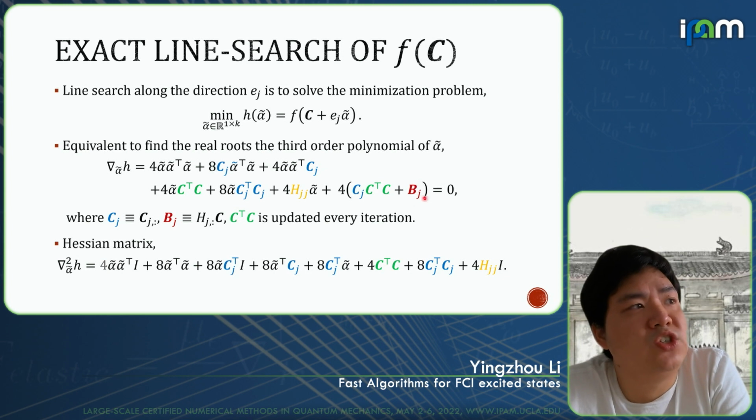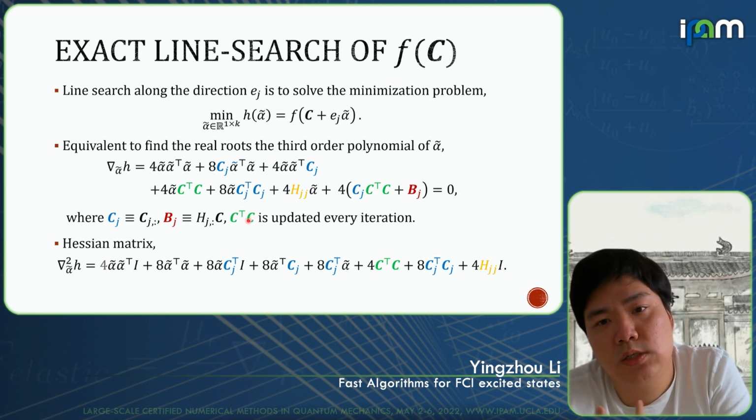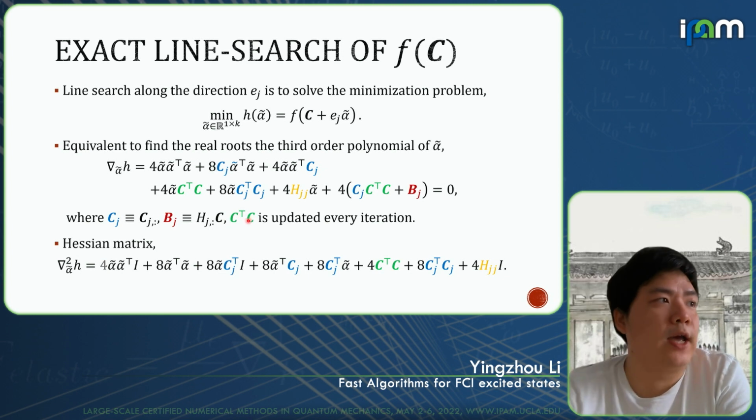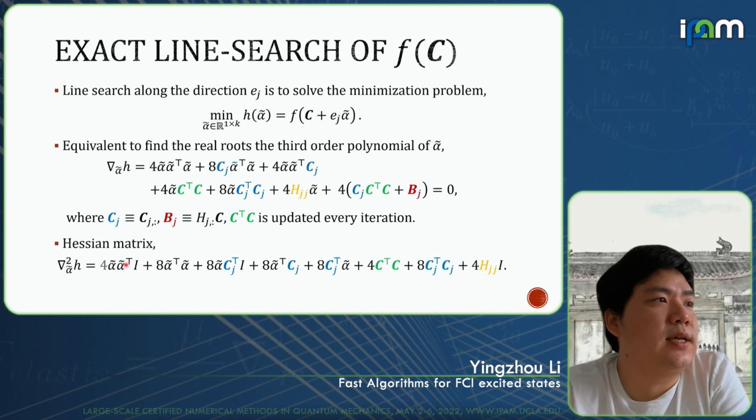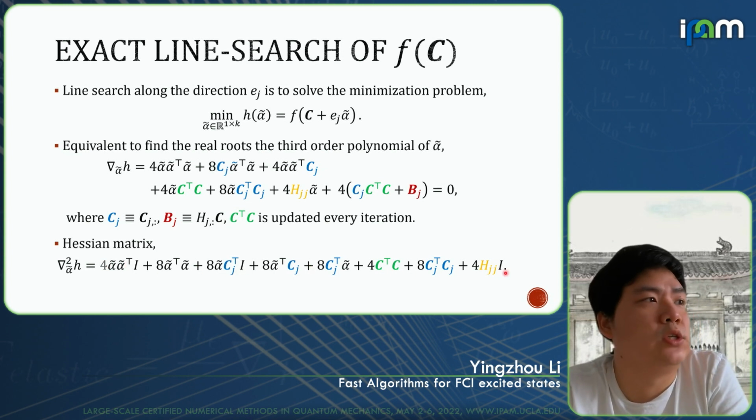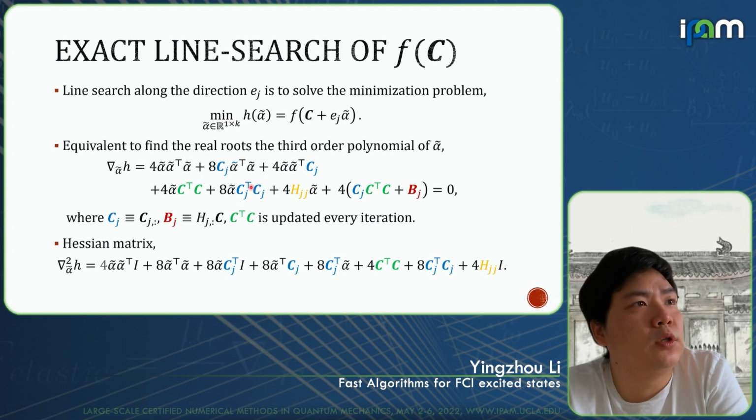And here we have Bj. Bj is H times C, the jth column of H times C. So Bj is also updated gradually. When we update C, we also update Bj. So B and C are stored as two vectors, and C transpose C is stored as a k by k matrix. And if we take a look at the Hessian, we know those coefficients are also easy to calculate.